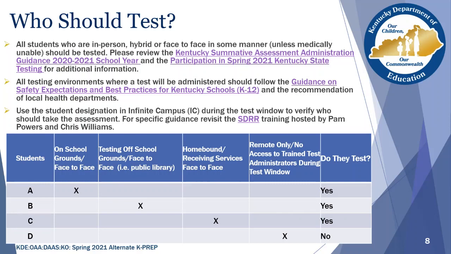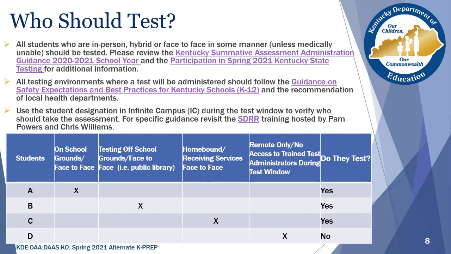The last student here on slide 8, student D, has not been in school all year. They have had no access to school staff at any point and will remain virtual with no access to school staff throughout the testing window. Now, in this situation, testing obviously would not be an option. Once again, you've got to be in person to test our alternate students. There is no remote testing as far as in an online capacity. It has to be face-to-face, as our test is paper and pencil.